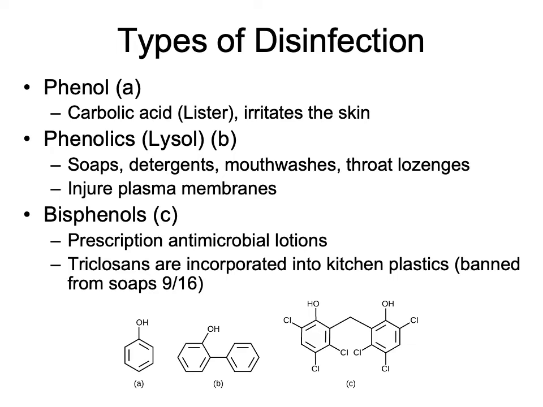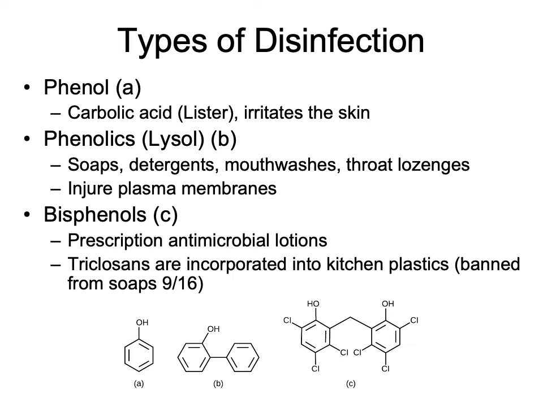Here are a few chemical compounds that are used for disinfection purposes and control of microbial growth. You can see the A, B, and C. Those are the chemical structures of these compounds. Some of them have been around for a really long time, like carbolic acid. Lister used this. Lister sounds like Listerine. We're going to talk about that in a minute.